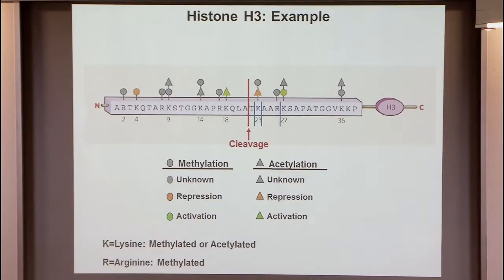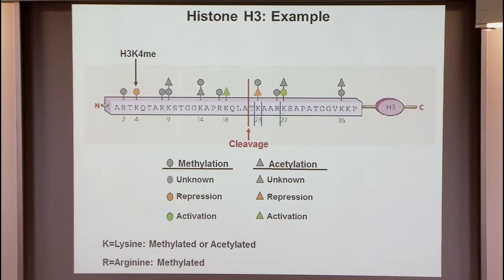So this is just an example of the nomenclature for this. For example, here we have histone H3, and it has this tail right here that you can see. And you can see here, these are all the different modifications that you can have. You can also have cleavage of this tail, which I won't talk about. But in terms of the nomenclature, some of these can be activated, some can be repressed, and so forth, based on the position and what you have on the tail.